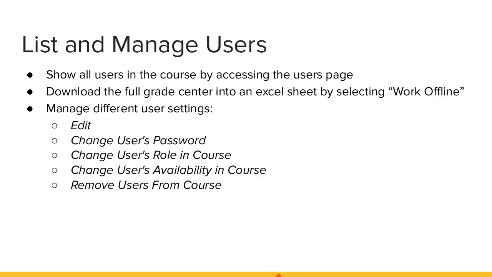All right, another thing that you can do. In the user page, it shows all users in the course. By accessing your user page, all you do is click users and then select go, and it'll give you almost like a roster of who is enrolled in the course. It'll show you what the user's role is in the course, and what their availability is in the course.